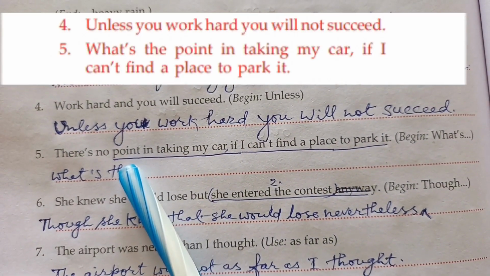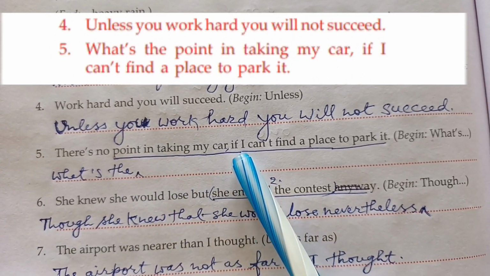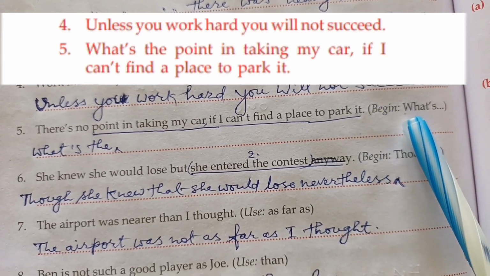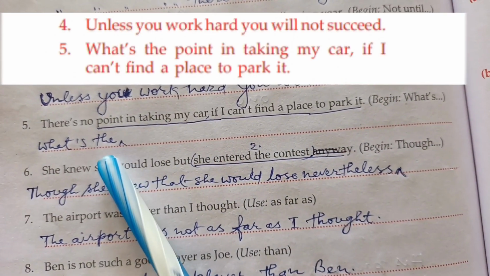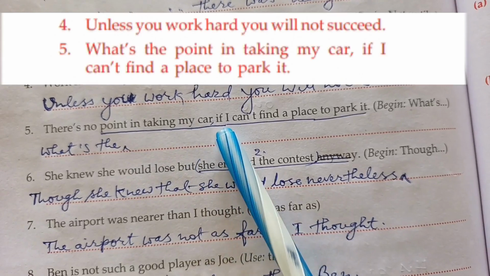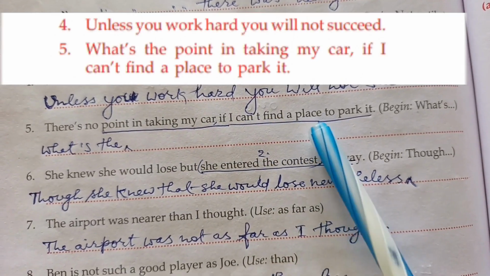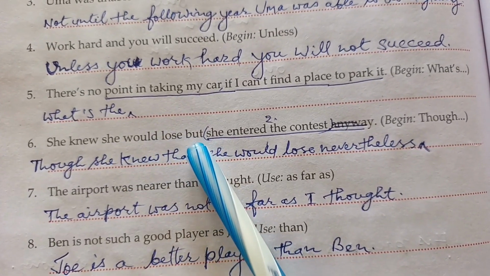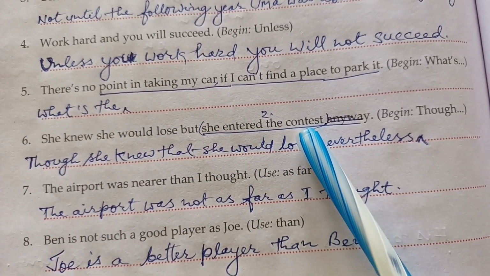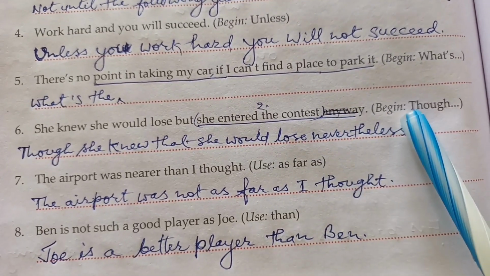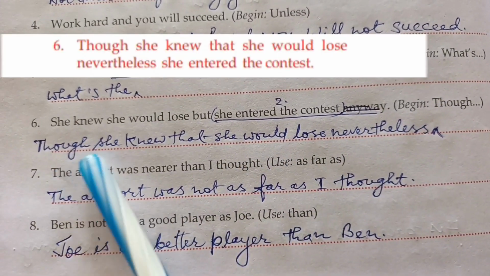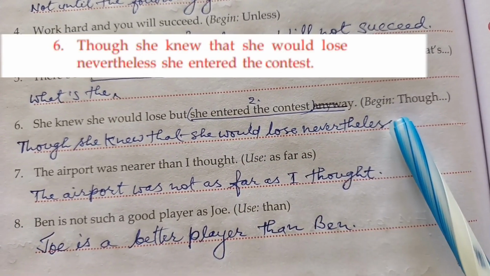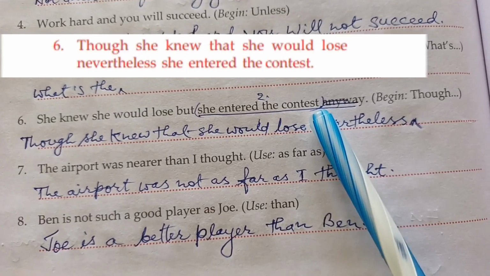Number five, there's no point in taking my car if I cannot find a place to park it. So here begin with what's. So the answer will be: what's the point in taking my car, comma, if I cannot find a place to park it. Number six, she knew she would lose but she entered the contest anyway. So here begin with though. So the answer is: though she knew that she would lose, nevertheless she entered the contest.